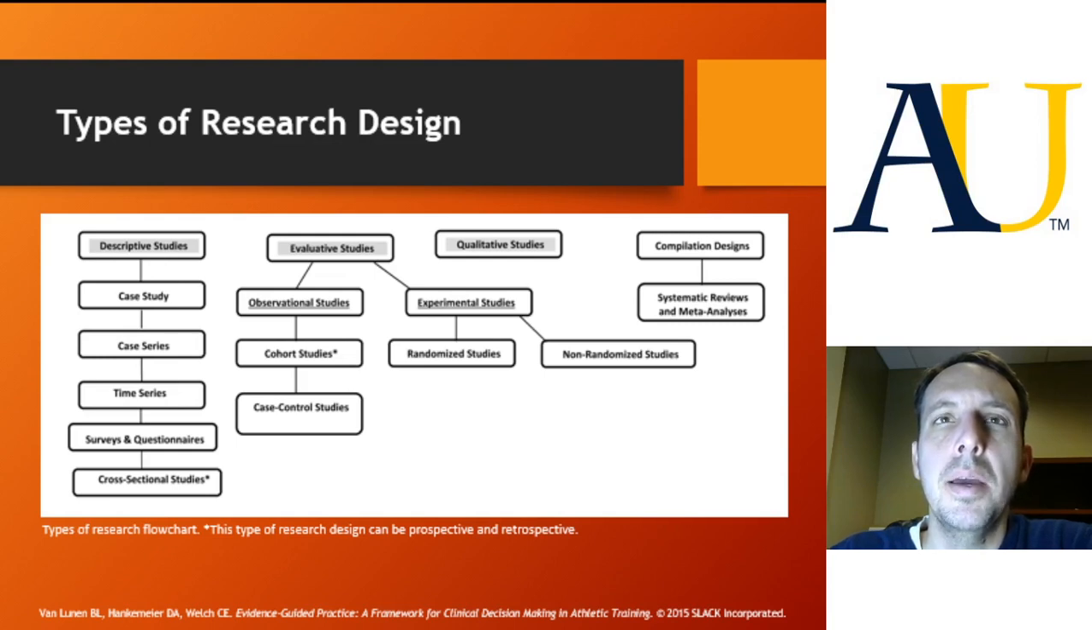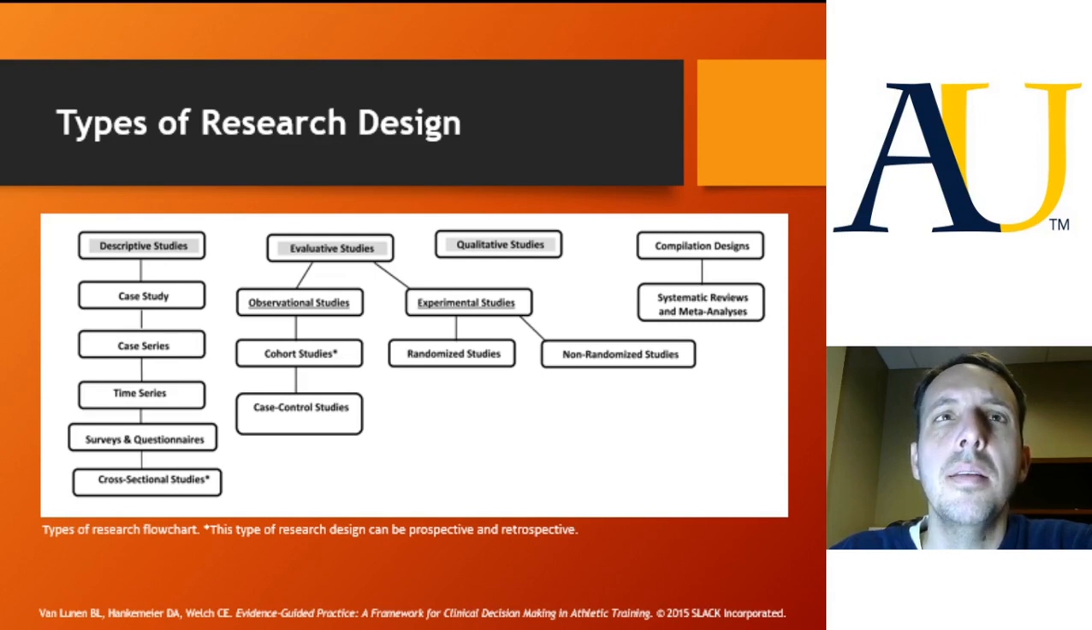We can't just simply measure them, so we have to ask about it in a more open-ended, freewheeling interview type style. Compilation designs are simply going to be collecting previous research and compiling them into a new research study, and you can see systematic reviews and meta-analysis are there.